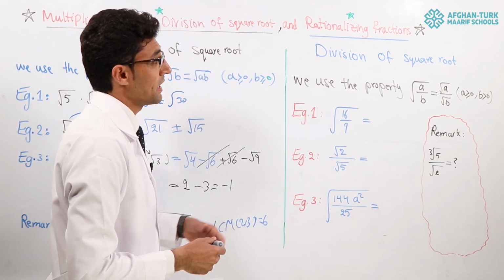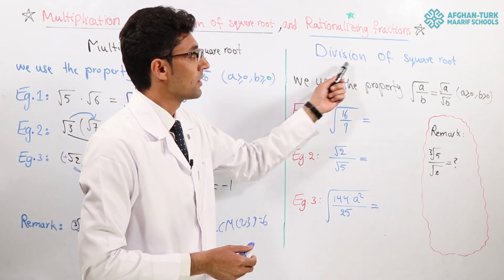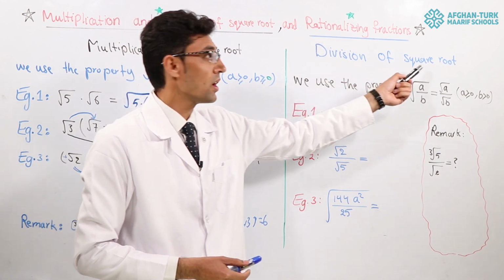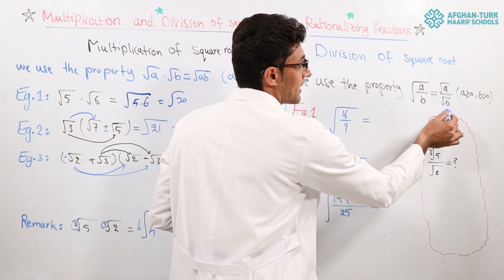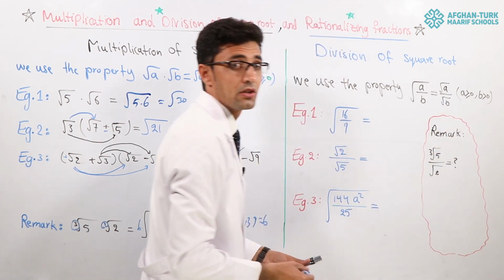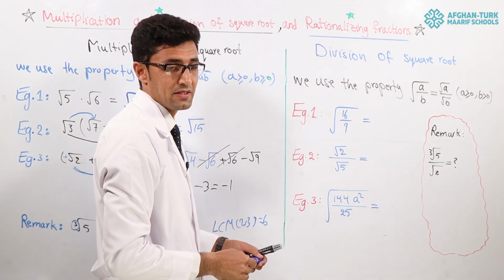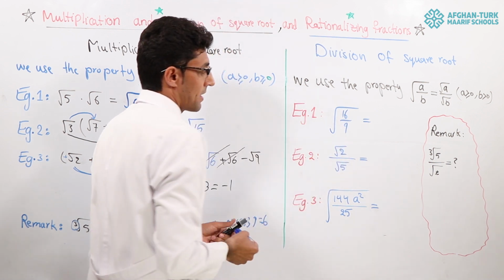Let's start to understand what division is, or how we can solve division of square roots. We use the property. But remember again that b should not be 0. b should be greater than 0. Okay, there are some examples.